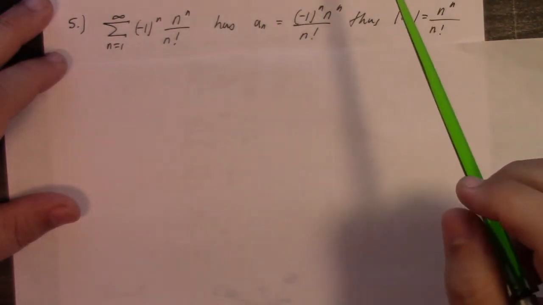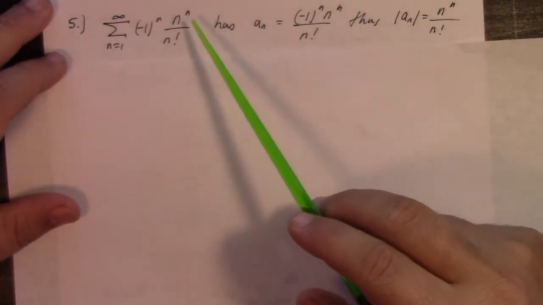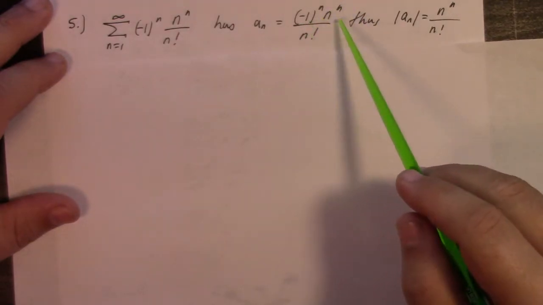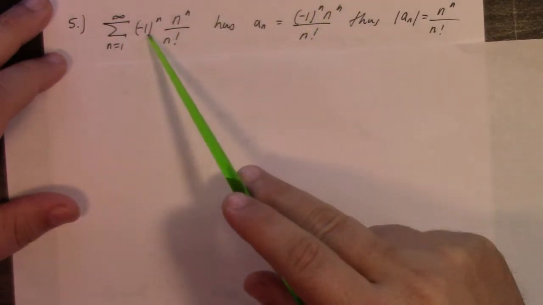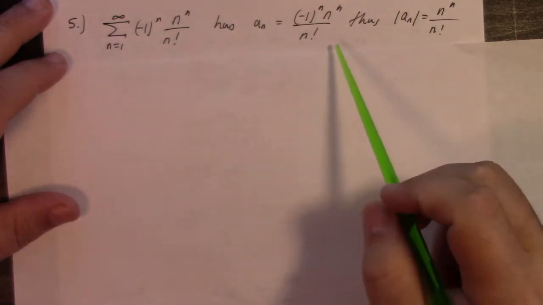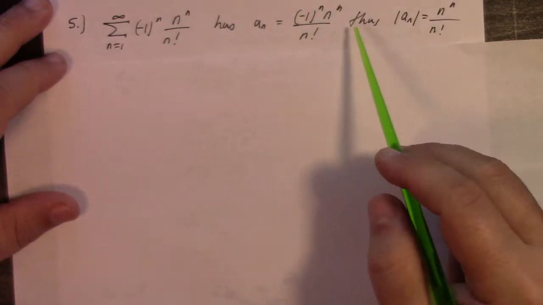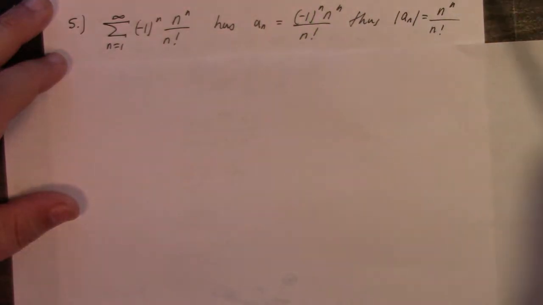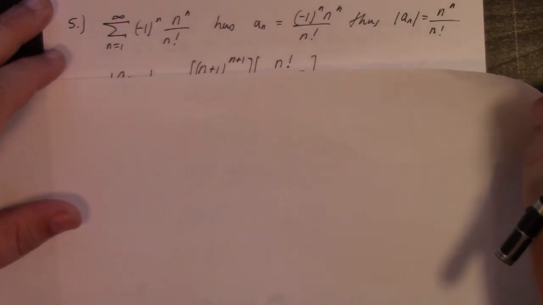So here's one that's always a little bit vexing to students: n to the n over n factorial. So our nth term is this. I put a minus 1 to the n in front just to make it fun. Of course, the absolute value kills the minus 1 to the n. Natural enemy of plus minus is the absolute value function. So we get n to the n over n factorial for the absolute value of a sub n.